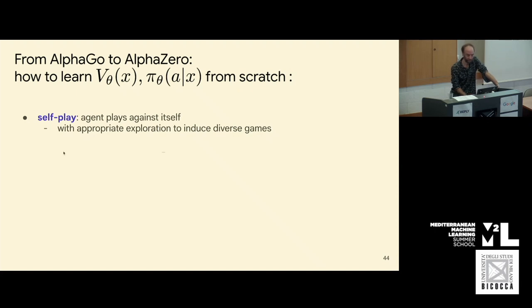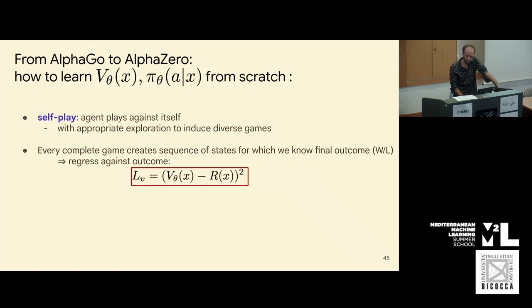So how to learn, in particular, the two components, V theta of X and pi theta, from scratch and not from imitation. The first component is self-play. The agent is going to play against itself, and it's going to keep getting better and eventually play high-level games, starting from not knowing anything about the game at all, except the rules. And every complete game, even though initially they're low quality, creates a sequence of states for which we know the final outcome. There is only a terminal reward in Go: you lose or you win.